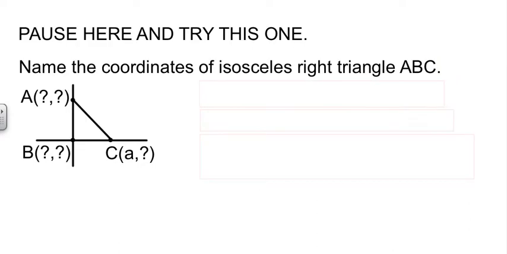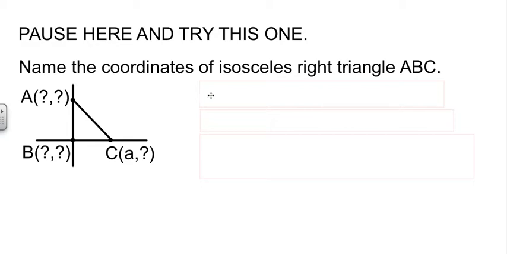Okay. So we're going to ask you to pause your video here as usual and take a chance at naming the coordinates for this triangle. It's an isosceles right triangle. So pause here, work the problem, and then check your answer.